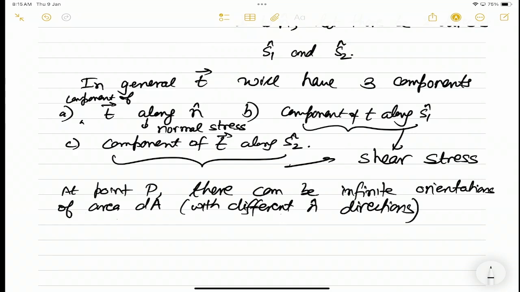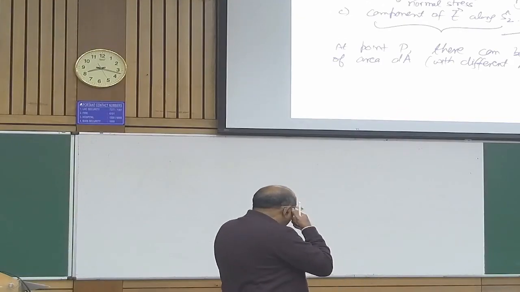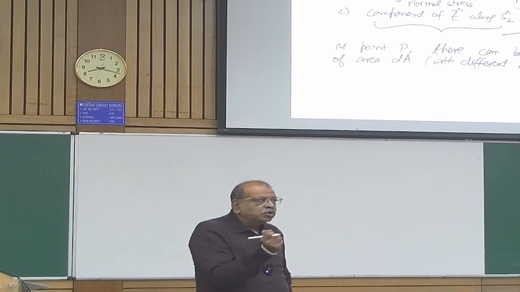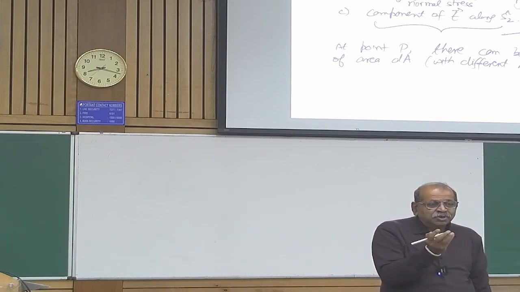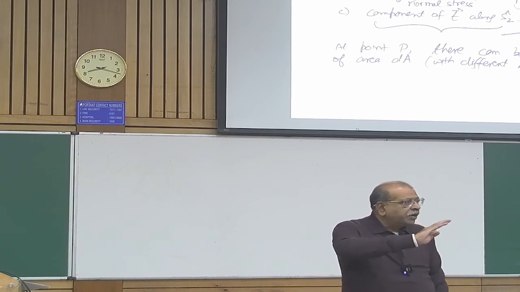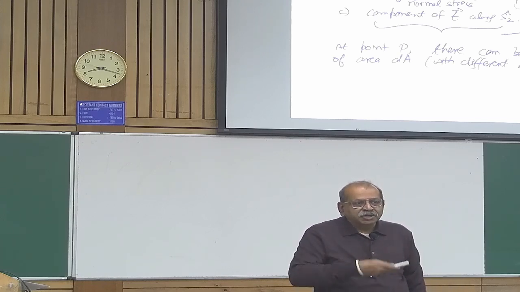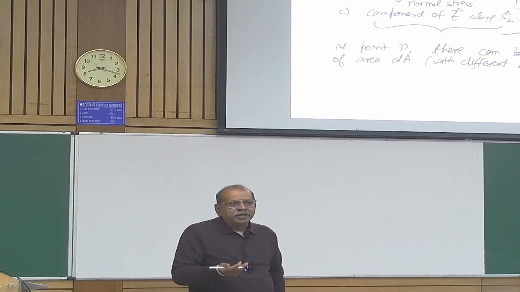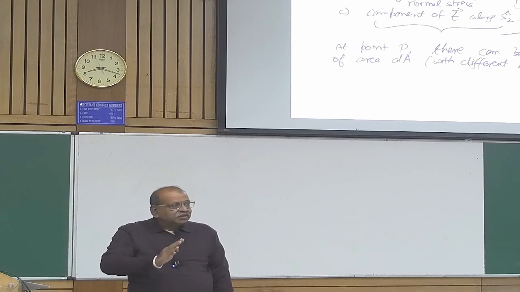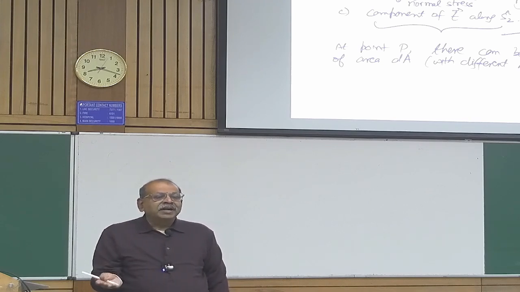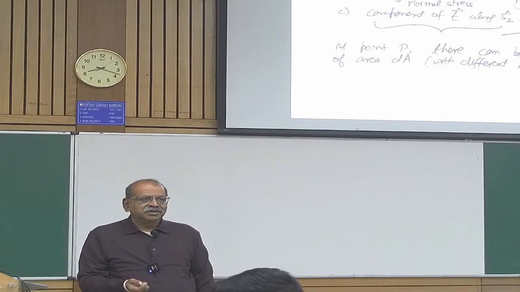At the point P, I choose the area dA, but then I can have different orientations of the area dA. So what I have is a traction vector and an area vector dA. I want to define the state of stress. Will there be infinite stress components as I shift my directions, or are they all related? This is the question I am posing, and that is what I am going to answer in the next few minutes. As we change the orientation, we will get different components of the traction vector. Are they related to each other or not? And if they are related, how are they related?